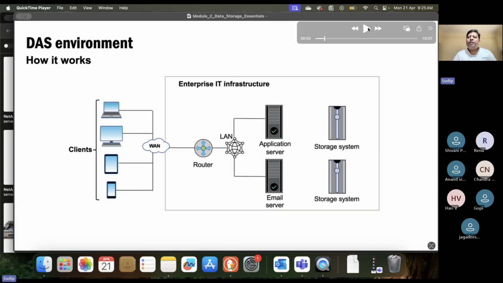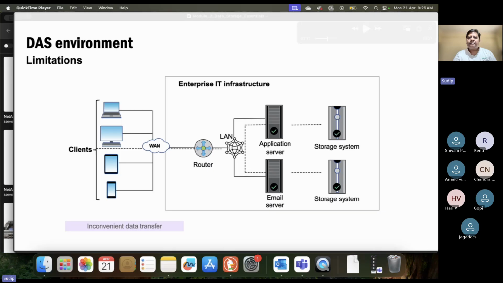Now we need to understand how these servers will get connected to the storage system. As I said, very simple: in a DAS environment, it's a direct connectivity that's going to happen between the storage system and the servers. But there are limitations here. I want you all to tell me what could be some of the limitations of a DAS kind of architecture or connectivity. You can unmute and speak.